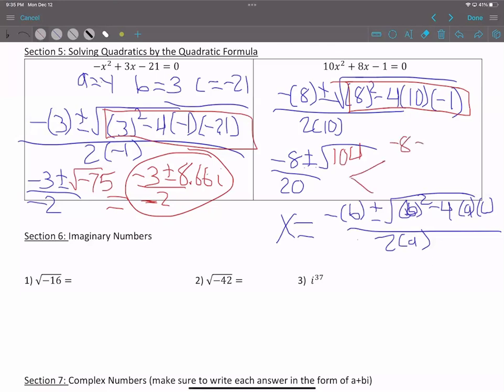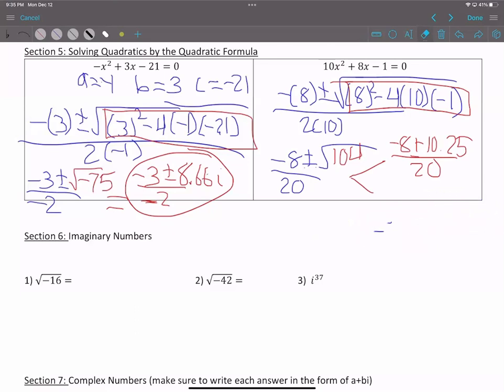So we have -8 plus or minus 10.25 over 20. When you get a real solution, like you don't have an i, or you didn't get a negative under the square root, you do need to work this out to see what your two answers would be. You can split this up, so it's -8 plus 10.25 and -8 minus 10.25, over 20. If you don't need to write this out and you're just working these out in your calculator and going to your answers, I'm okay with that. But it might help to write it. So let's just work this out.